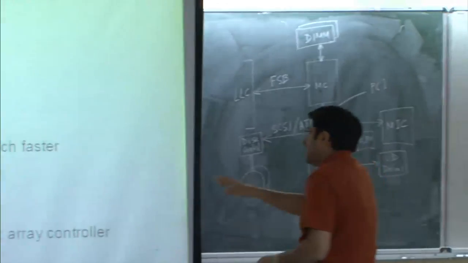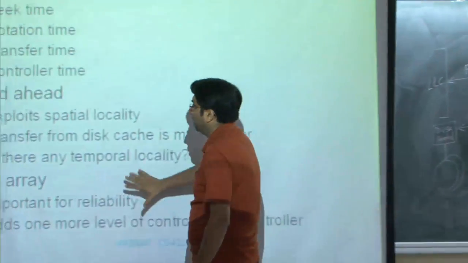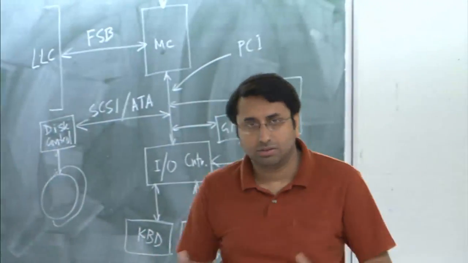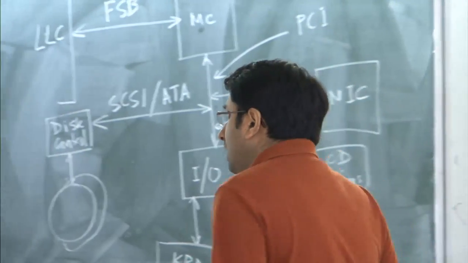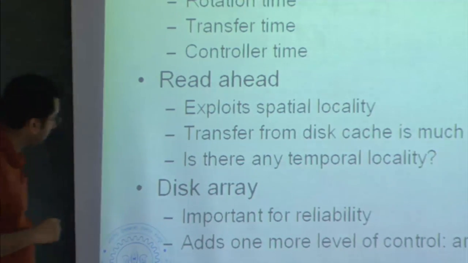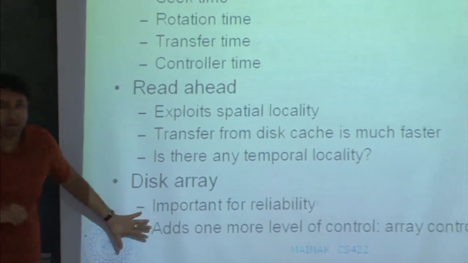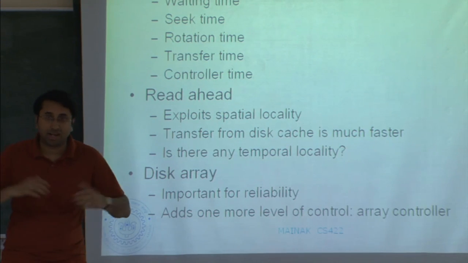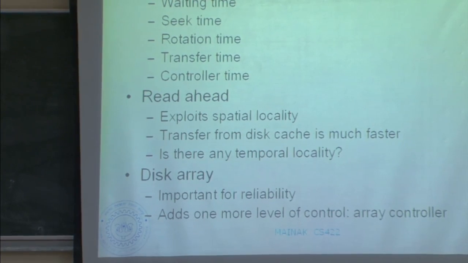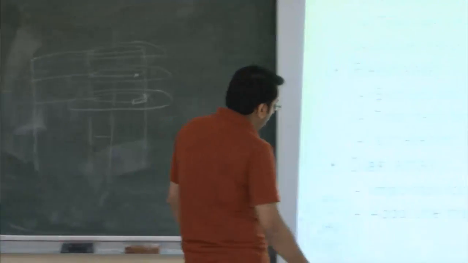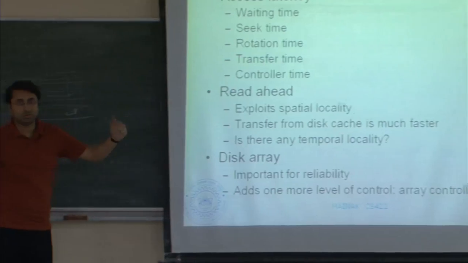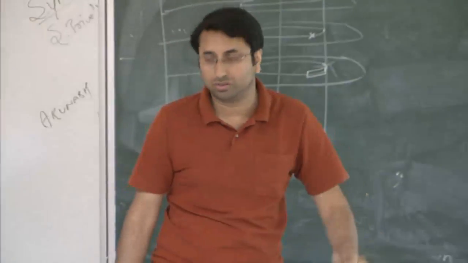There are many other optimizations for improving disk performance, both at the hardware level and at the operating system level. What we'll focus our attention on a little bit is disk arrays. This is important for reliability, because if you have an array of disks, you can introduce some redundancy of data, so that even if one disk fails, I can get the data from somewhere else. However, this adds one more level of control, the array control. On top of the disk controller, there will be an array control, which will send commands to the array of disk controllers.